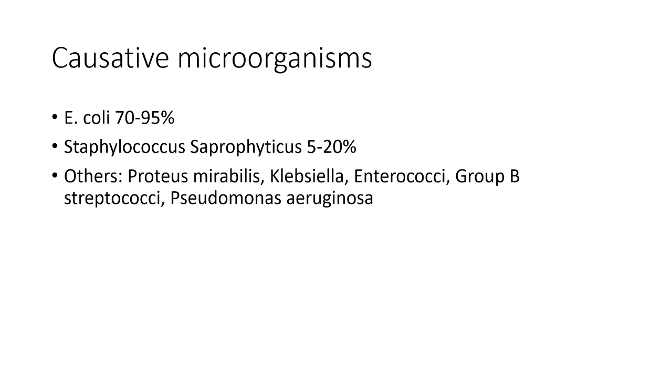The most common pathogen that causes UTI is E. coli. They cause up to 95% of all UTIs, with the rest being due to Staphylococcus saprophyticus, Proteus mirabilis, Klebsiella, Enterococci, and others.